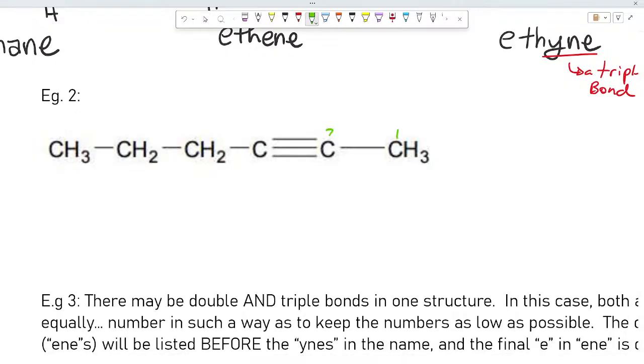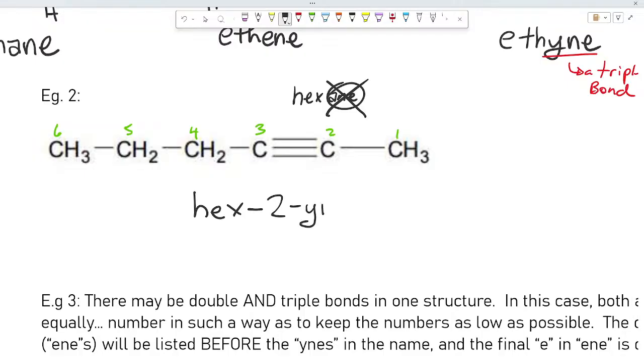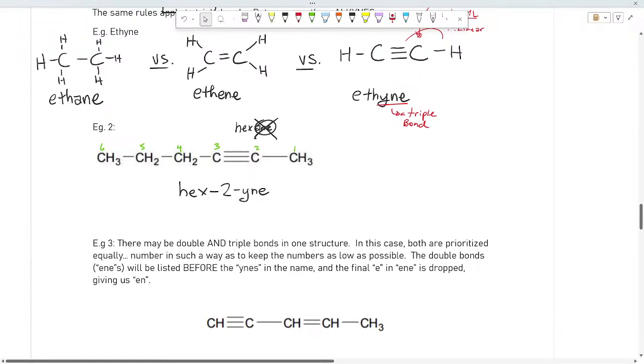Yeah, so we'd call this carbon 1, that carbon 2, that carbon 3, that carbon 4, that carbon 5, that carbon 6. So what's the primary chain here? Okay, so it'd be a hexane, except it's got a triple bond there, so it's a hex-2-yne. Very good. Hex-2-yne. Sure, diyne.